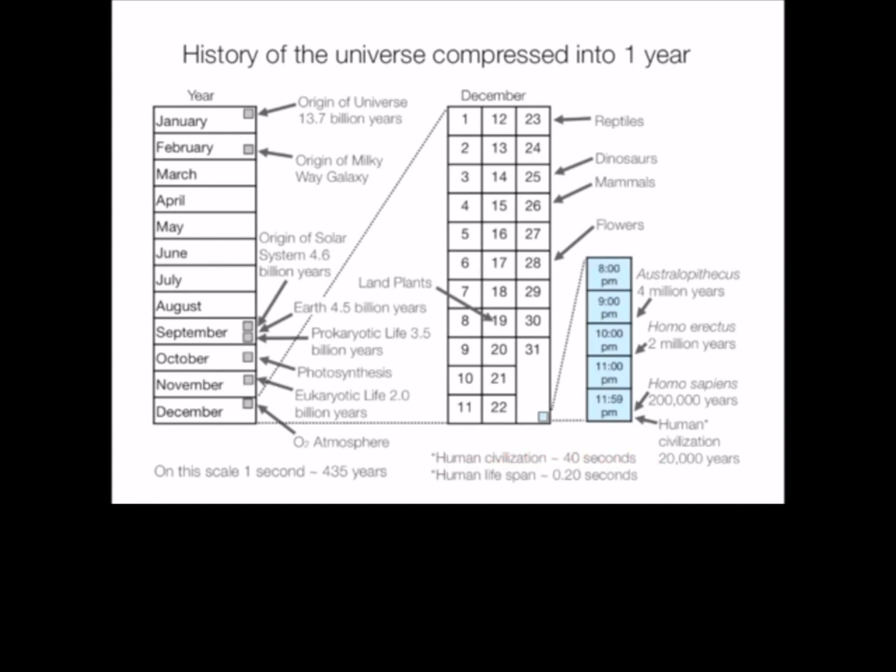Human civilization itself is about the last 40 seconds of the year, and your lifespan is about 0.20 seconds. So you can see how insignificant we are as humans. We like to think of ourselves as the center of the universe, but you can see here that we're not the center of anything. In fact, we're lucky just to be alive, because we've gone through the entire calendar year, and just in the last few seconds of that calendar year, you and I have come into being, and all other humans on the planet. On this scale, 1 second equals approximately 435 years.